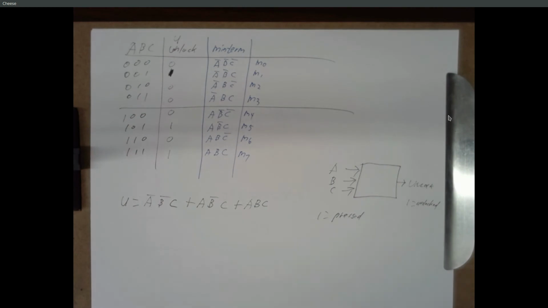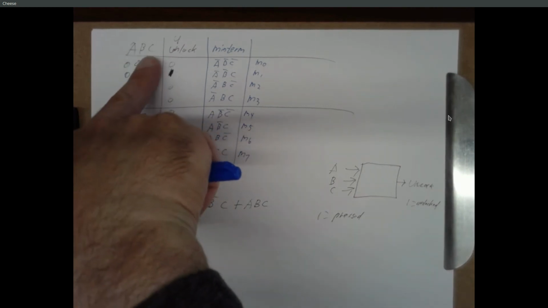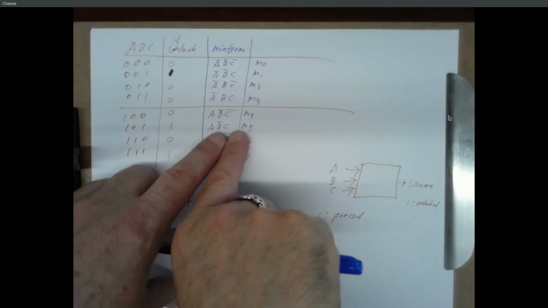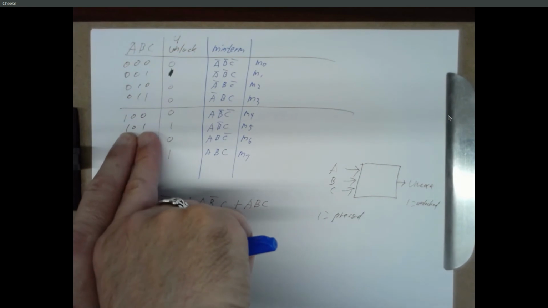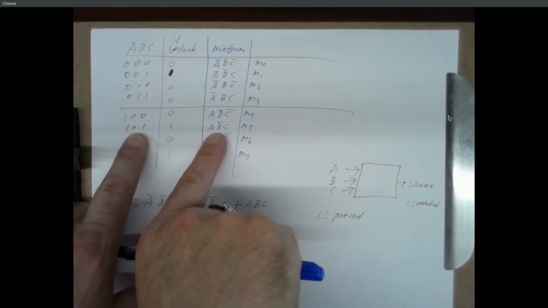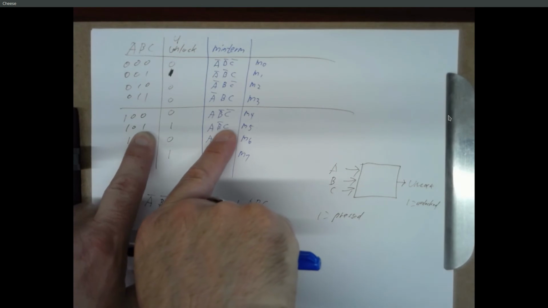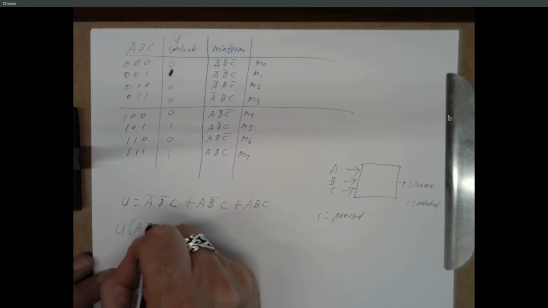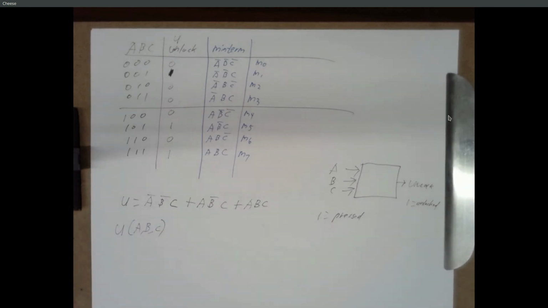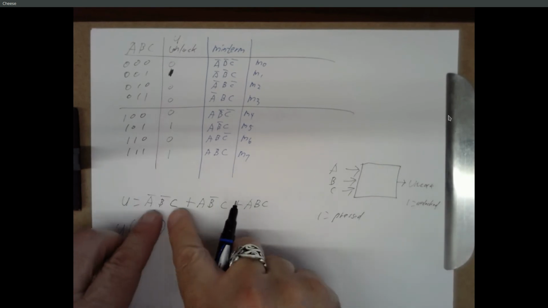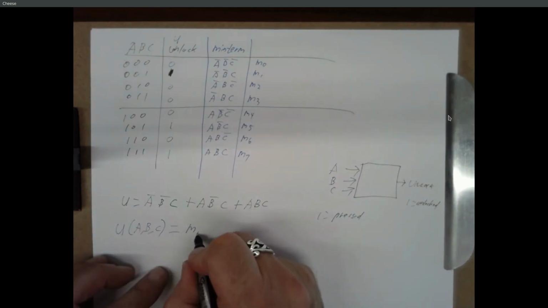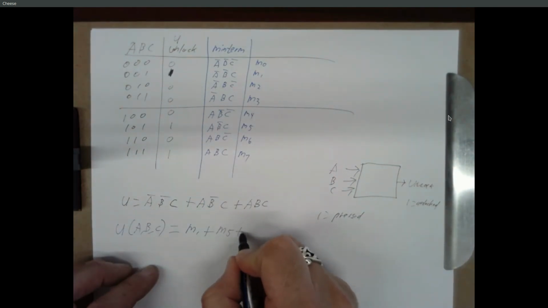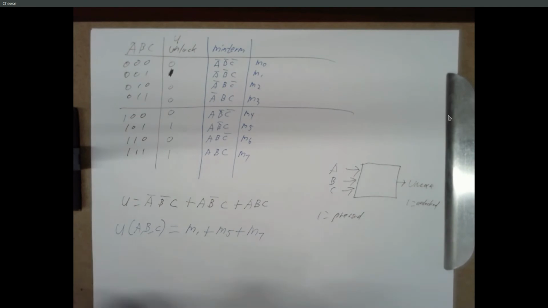And as long as we know the order of these variables, if someone says M5, I know they mean A, B bar, C. Why? Because the number 5 is 1, 0, 1. So that 1 will give me an A, the 0 will give me a B bar, the 1 will give me a C. So we could actually say U, and I'm going to list the inputs so I know what order they're coming in. And I could say this is equal to, well, instead of A bar, B bar, C, I'm going to say M1 plus A, B bar, C is going to be M5 plus an A, B, C is going to be M7.